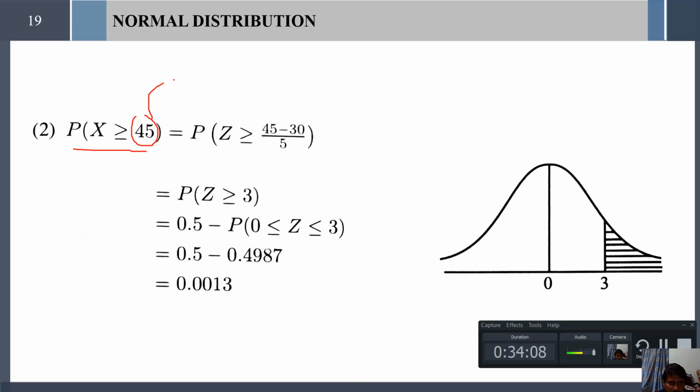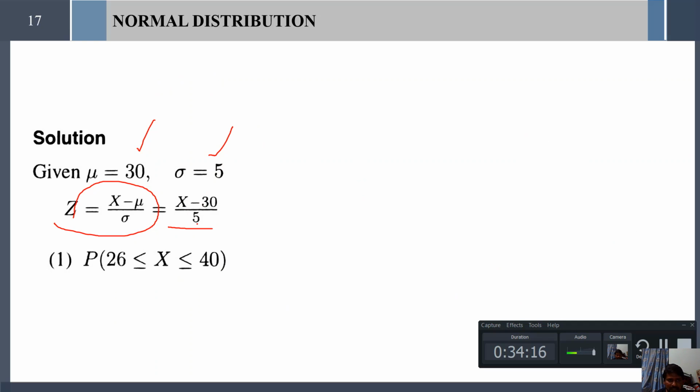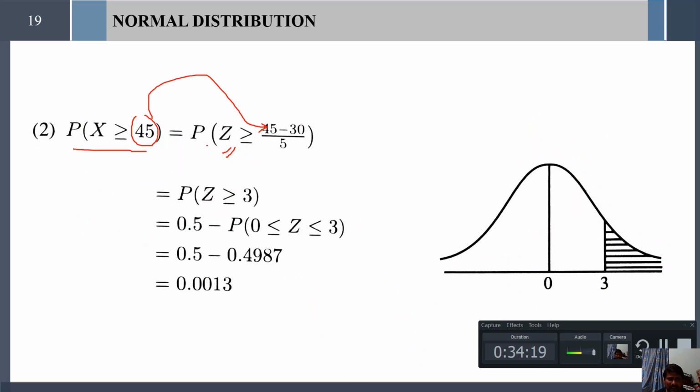Here you simply substitute x equal to 45 there, and z as usual. This z value is nothing but x minus 30 divided by 5, or simply you put z itself. This is advisable. So z greater than or equal to, after substituting x equal to 45, z greater than or equal to 3. Z greater than or equal to 3 means, you see on the normal table, put here 3, and the area that lies beyond 3 is nothing but z greater than or equal to 3. So this entire area is z greater than or equal to 3.